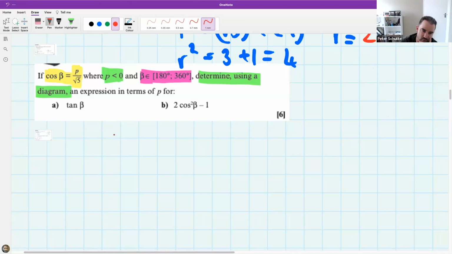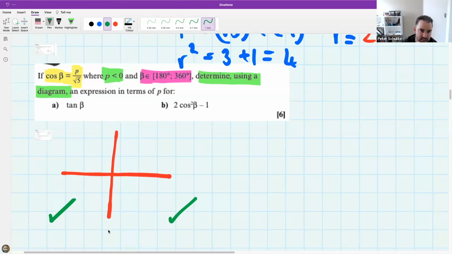So I want you to try and draw the diagram all by yourself. If it's between 180 and 360, it has to be in one of these two. But now what is this bit saying? If p is less than 0, what is cos going to be? Is cos going to be positive or negative? Because it said p is less than 0, so p is negative. So then a negative over a positive is negative.